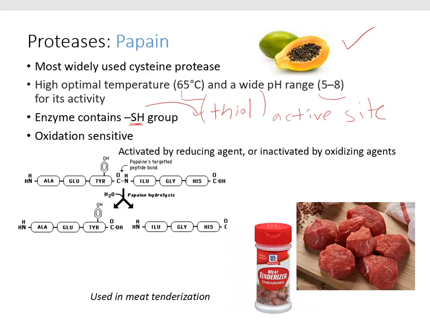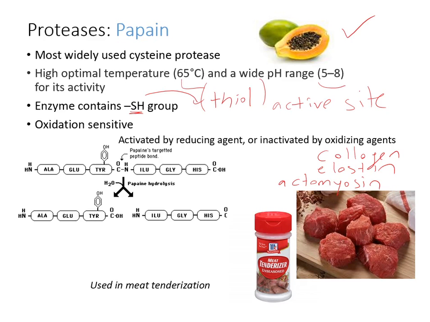Toughness of meat is generally due to the presence of collagen, elastin, and also actomyosin. So papain can hydrolyze the peptide bonds of collagen, elastin, and actomyosin and tenderize the meat.